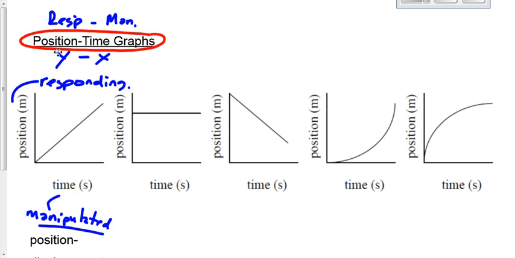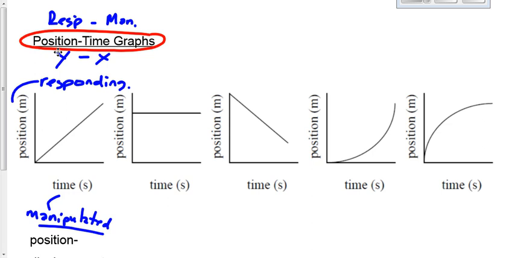Now let's take a look at the specific shapes. First one, we got a position time graph that is a straight line. The fact that it's straight, the fact that the slope of this graph is not changing, tells us something is not changing. Like, think about that. The slope of this graph is not changing. It's not curving. It's not changing. So that must mean that something in the real world isn't changing. What do you think it is?